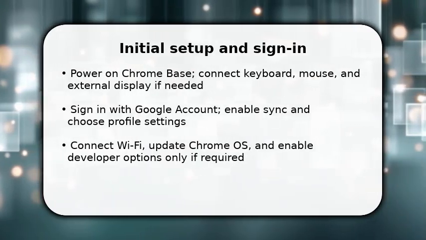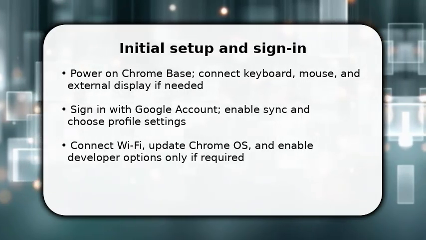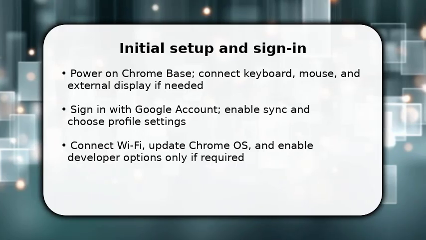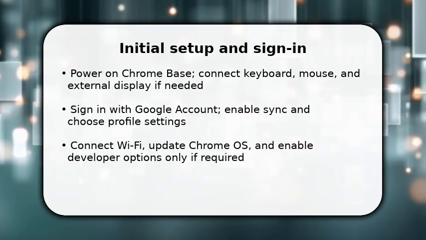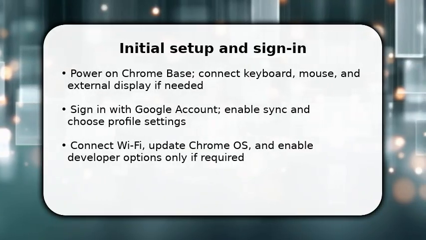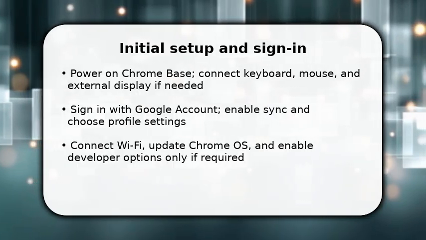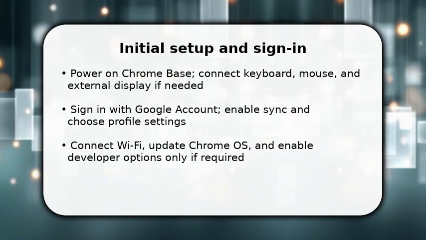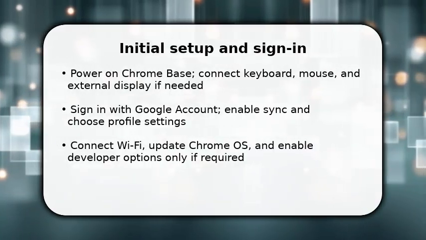You start by powering on the Chrome base and plugging in a keyboard and mouse so you can interact immediately. Sign in with your Google account. This syncs bookmarks, extensions, and settings. Once done, connect to Wi-Fi and let Chrome OS check for updates. Updates ensure compatibility and security. If you need advanced tools, enable developer options, but make sure to understand the risks. These steps get you from zero to a ready, personalized Chrome base environment quickly and safely.